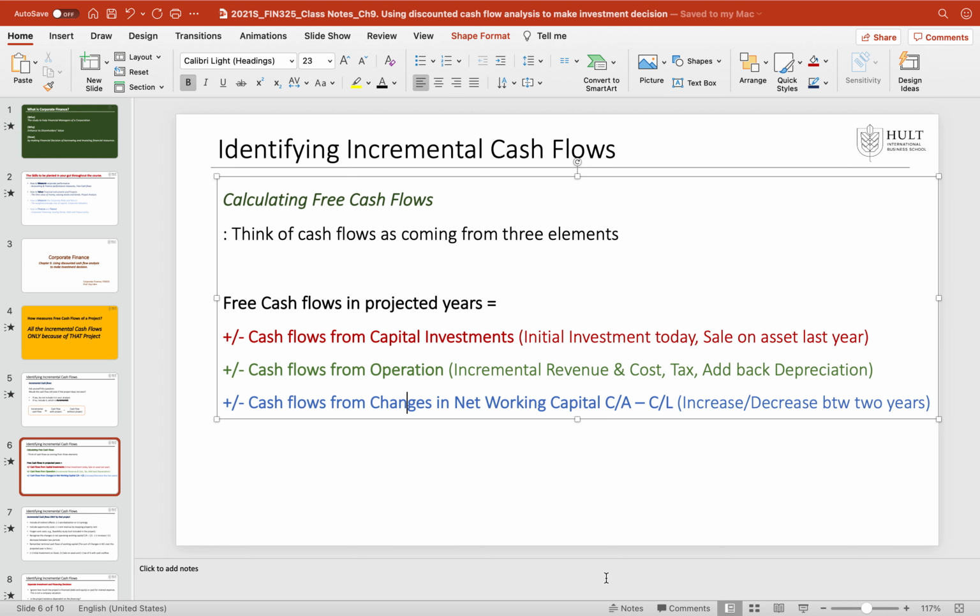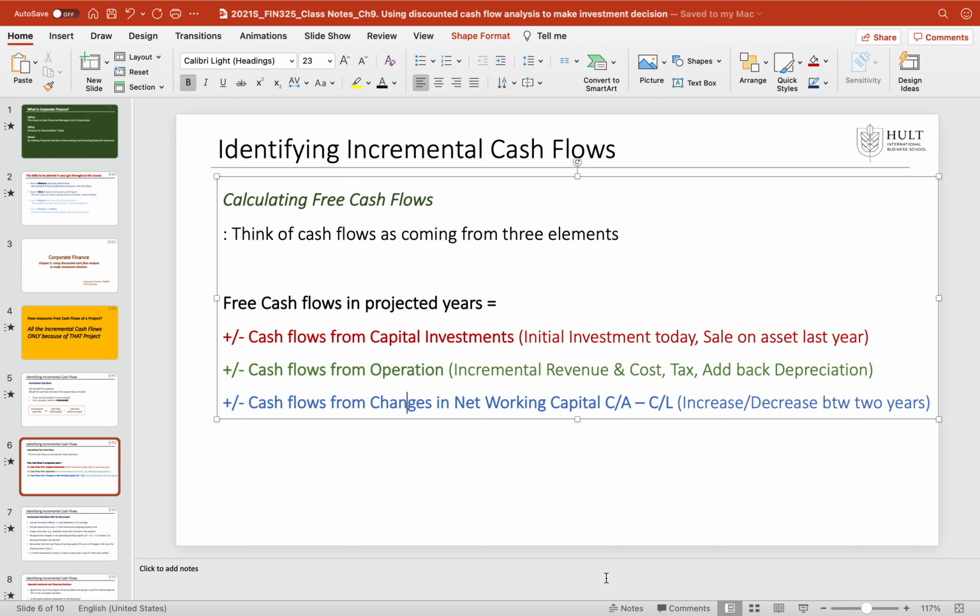So the free cash flows in a project year is just the sum of the cash flows from the capital investment, usually the initial investment today, and then in the last year the sale of assets, minus some taxes. And then the cash flows from operations, only the incremental changes from that project generating the revenue and the cost and some tax, and then add back depreciation.